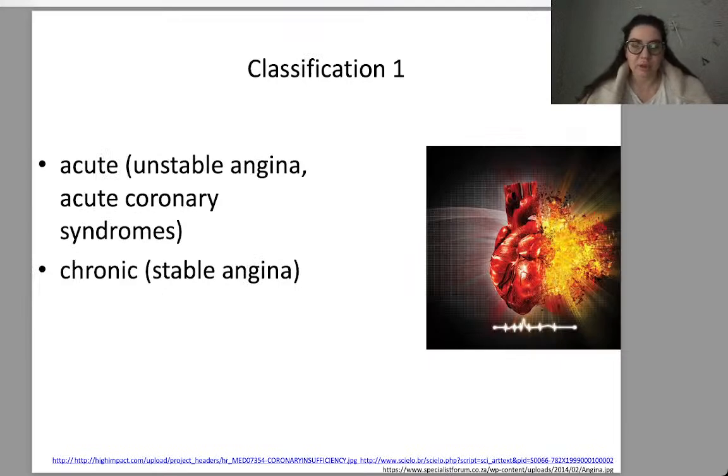And classification, I already told the main classification. We can classify it in general into two big groups, acute forms and chronic forms. In acute forms, we include unstable angina and acute coronary syndrome, which includes myocardial infarction. The two main forms we will discuss are ST elevation and non-ST elevation. And chronic forms can be a lot of forms. The most common of them is stable angina.